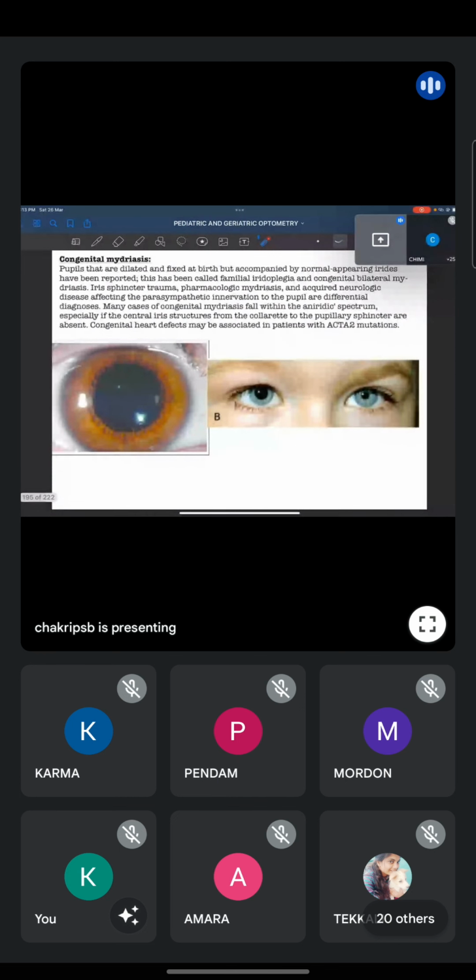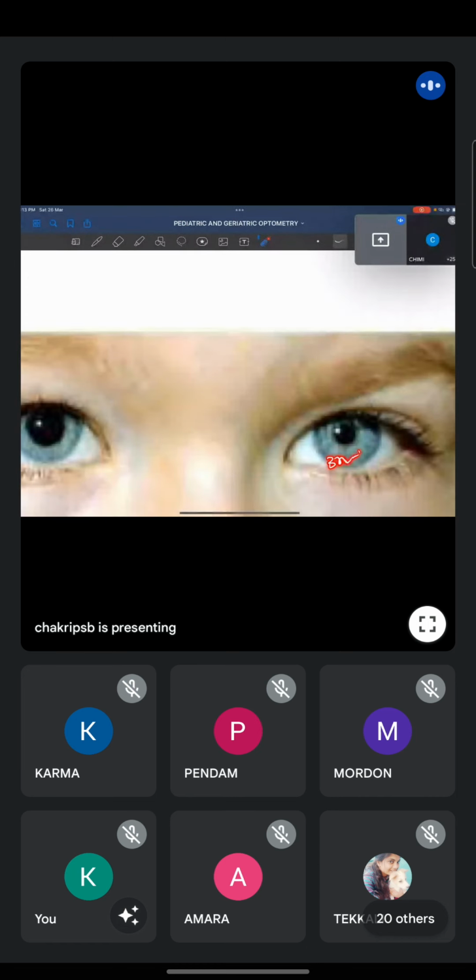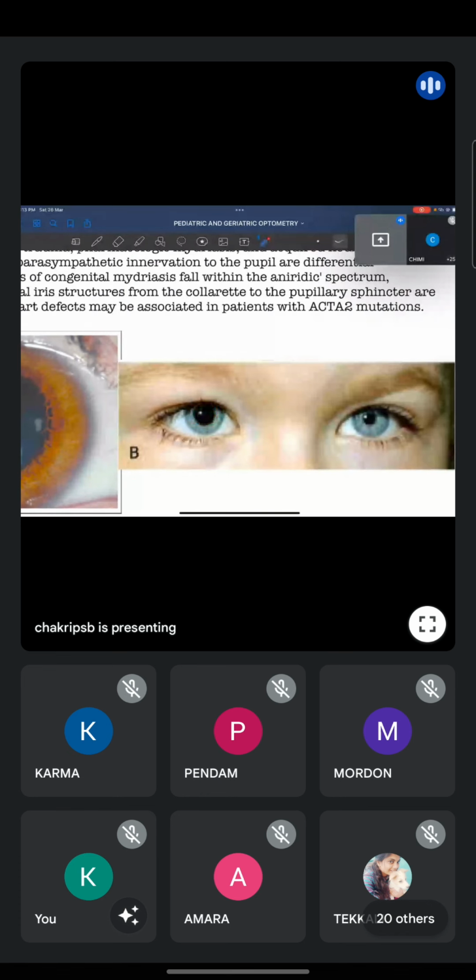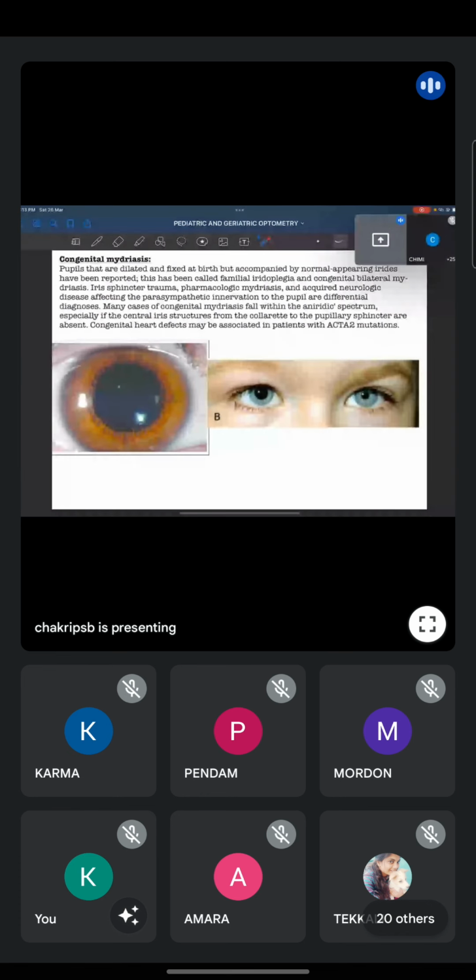And next is congenital mydriasis. So here it is a normal person, who has a pupil size of 3 to 4 mm, but in these people it is mainly mydriasis. It occurs due to injury at the delivery time, or any neurological condition. So what happens is the constricting muscle is not working. In that time, what will happen? The pupil size will be dilated and fixed.